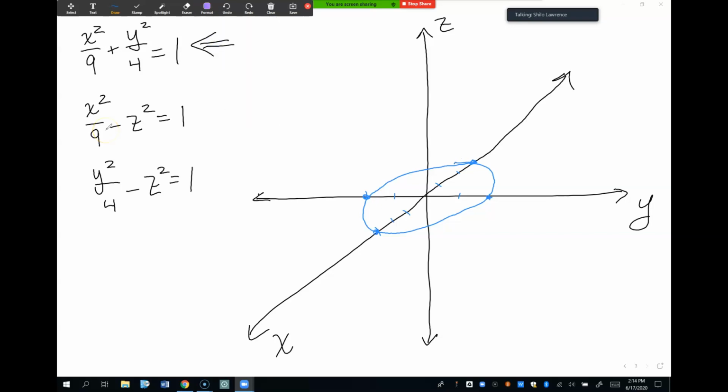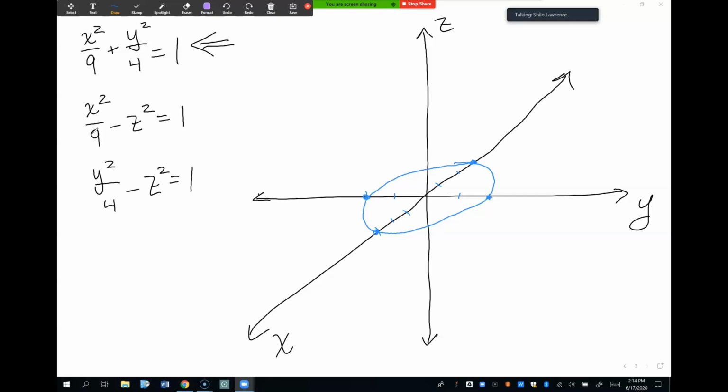In the XZ trace is a vertical trace that slices into the screen. It comes out at us the way the x-axis does, and then it goes into the screen following the negative x-axis. And we have an ellipse, we've got hyperbolas opening in the x direction.